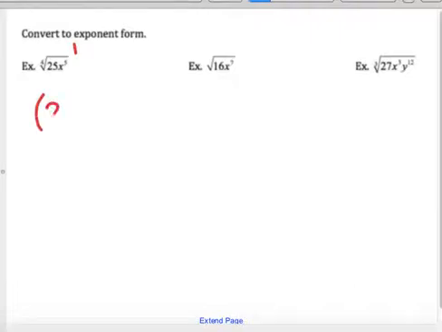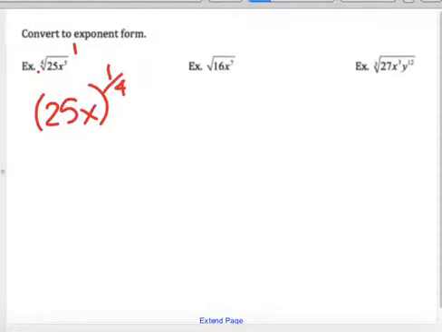So we're going to place 25x to the 5th. It's a little bit hard to see. We're going to place that all in parentheses. And so again, the 1 we added, and the root is the denominator. Okay, simple enough. We're just practicing converting back and forth.